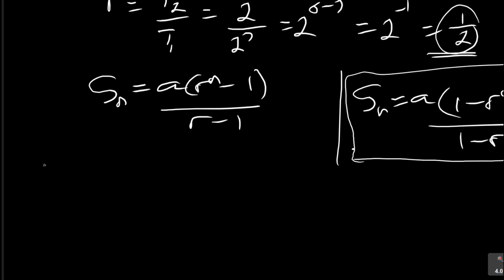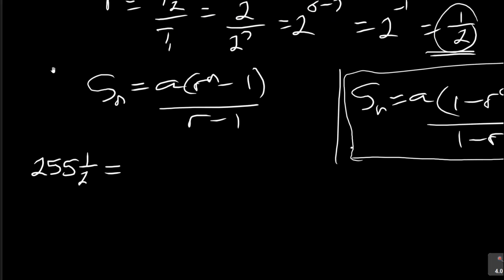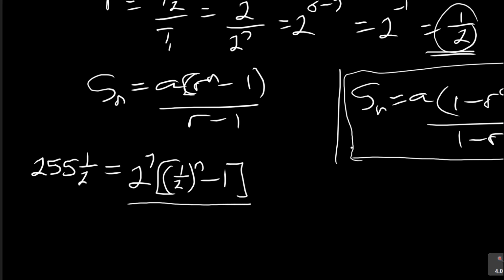So here I'll come and put 255 and a half is equal to a, which was what? 2 to the power of 7, bracket r is 1 over 2. You can put another bracket there to the power n. Look, when it's a fraction like this, better to start with the bigger bracket, and then 1 over 2. I'll put a small n, minus 1, then close the bigger bracket over r, which is 1 over 2 minus 1.